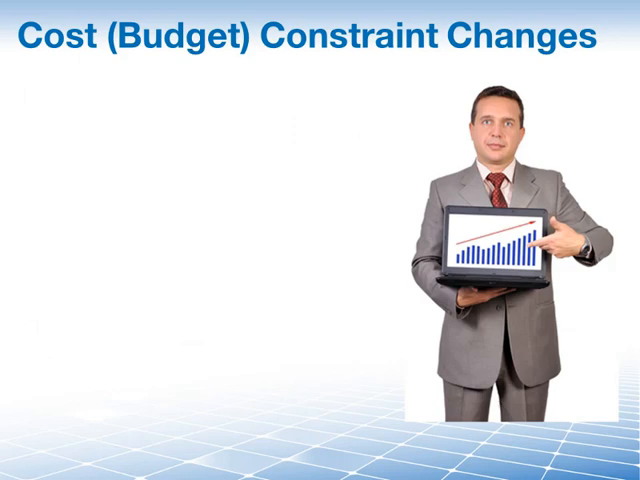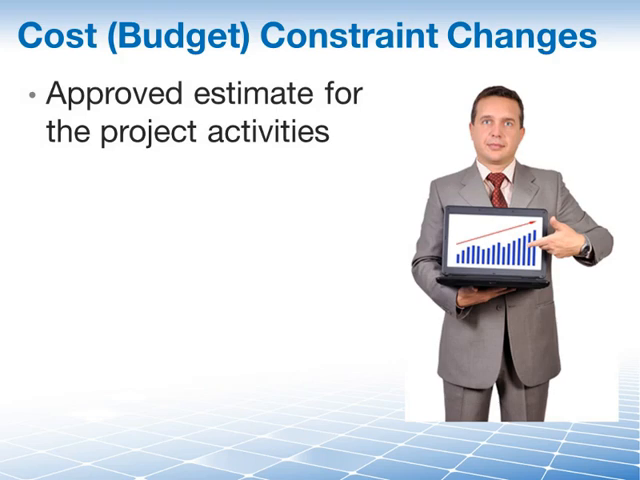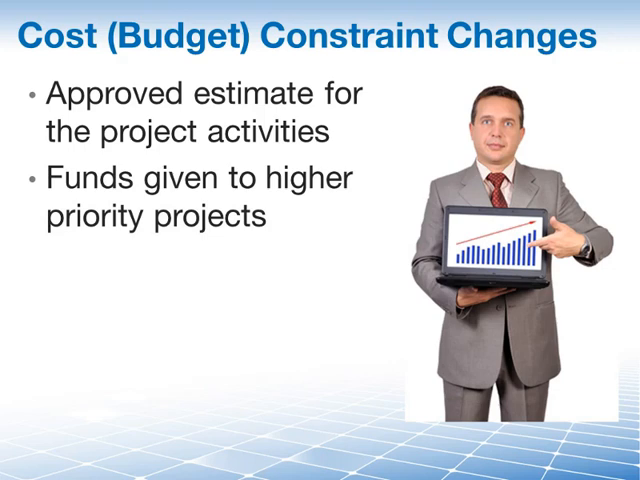Our second competing project constraint is the cost, or the budget, which refers to the approved estimate for the project or any work breakdown structure component or any schedule activity. Budget changes may be introduced by the organization who's performing the project if it is decided that more funds need to be funneled away from your project to other higher priority projects.